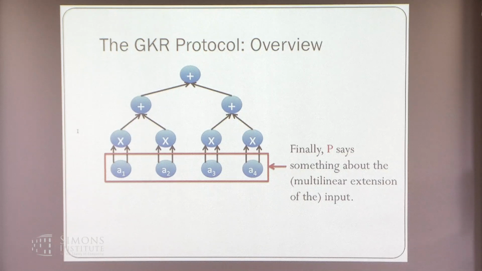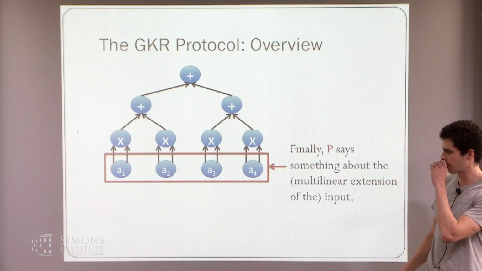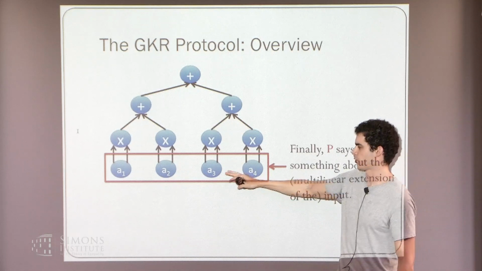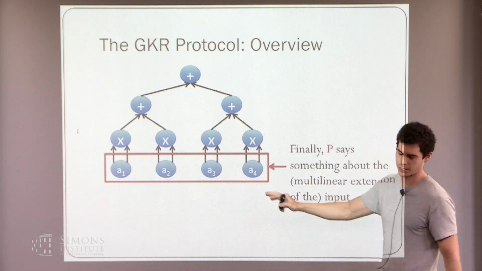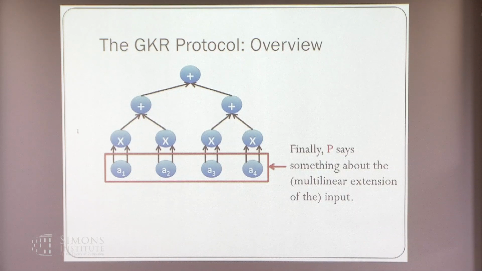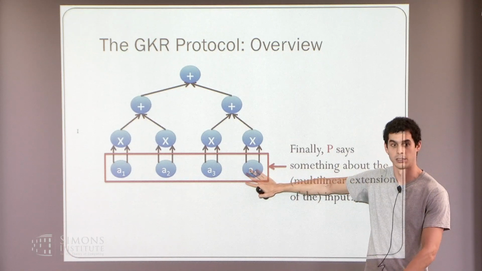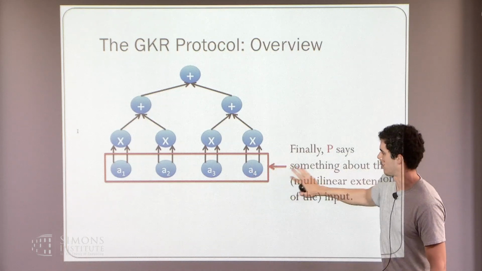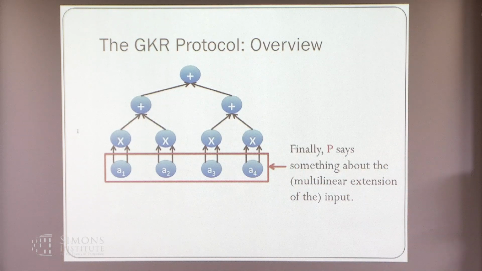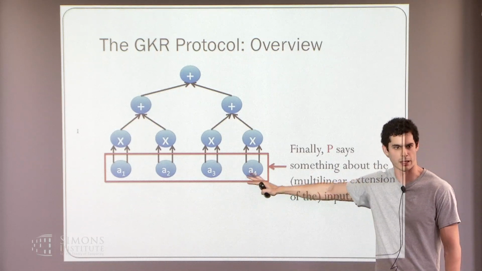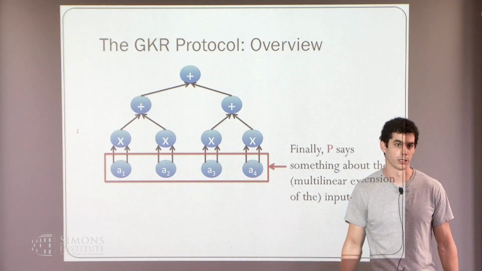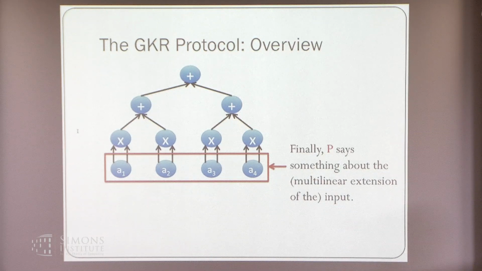And when they get to the input layer, what the prover has actually done is, much the way we interpreted the n by n adjacency matrix in the triangle protocol as a function on 2 log n bits, the GKR protocol interprets the input as a function on log n bits in exactly the same way. And this final claim that the prover makes at the end of the GKR protocol is just a claim about the multilinear extension of that function evaluated at a random point. And we've already discussed that a verifier can check that claim in linear time.